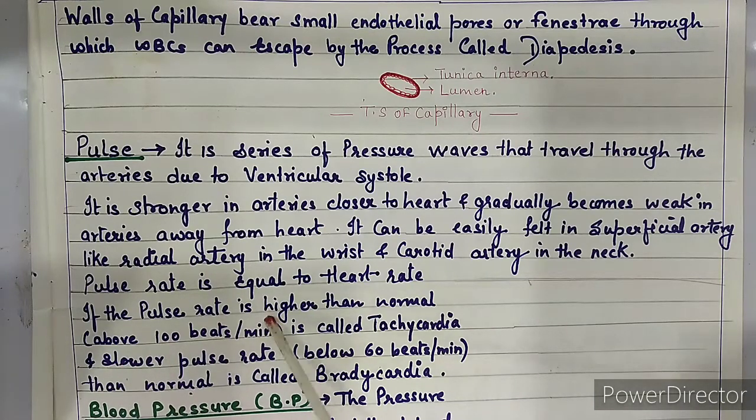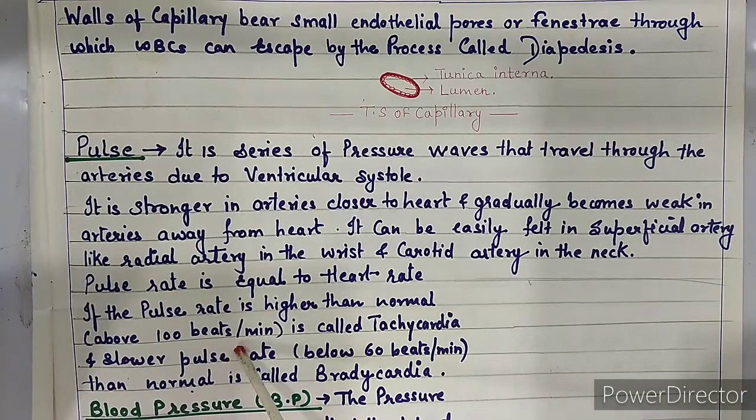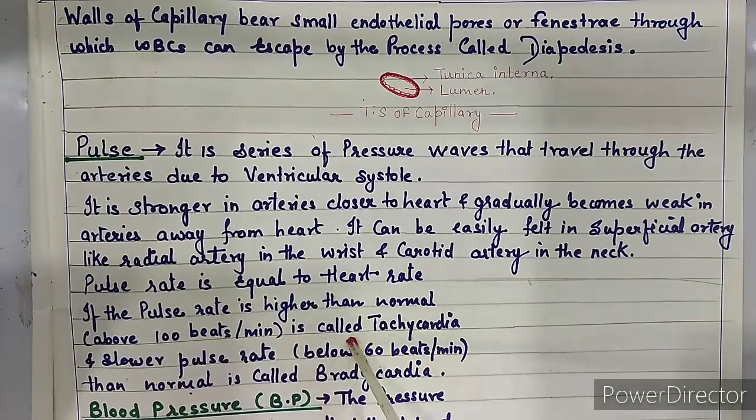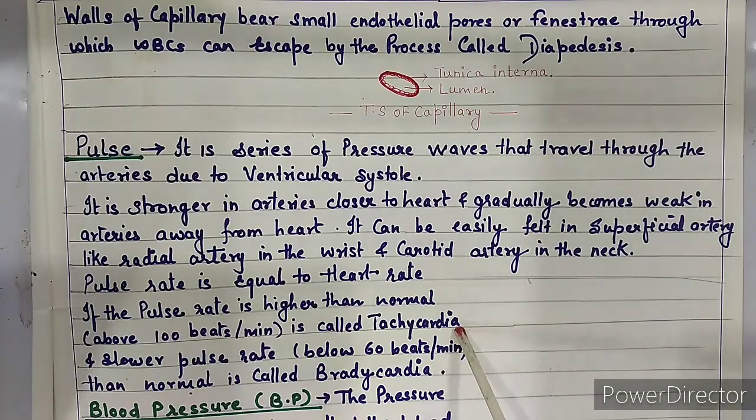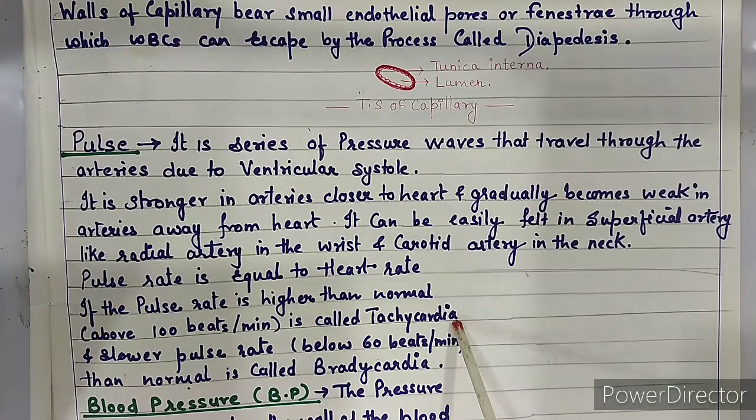If the pulse rate is higher than normal, that is above 100 beats per minute, it is called tachycardia. What is it called? Tachycardia. If the pulse rate of a person is higher than the normal pulse rate, that is 100 heartbeats per minute, the medical condition is called tachycardia.